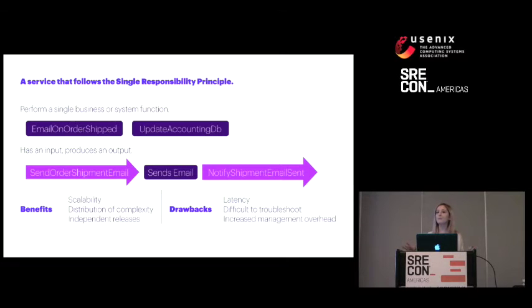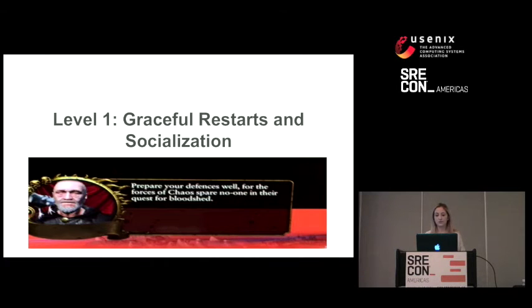So now that we have a background on this product that we're chaos testing and we have a high-level view of what the tech looks like, let's start introducing some chaos. So we'll begin with level one. Level one is graceful restarts and socialization.